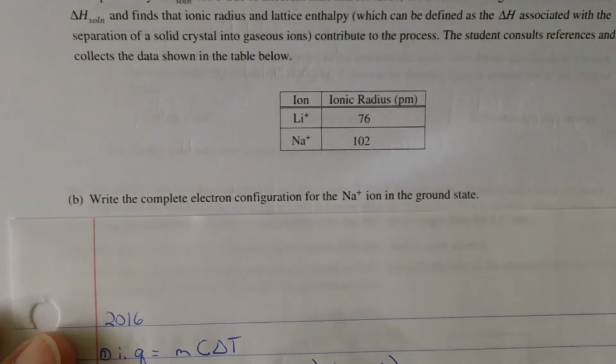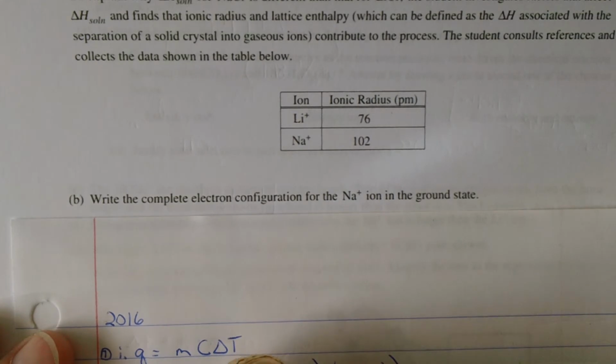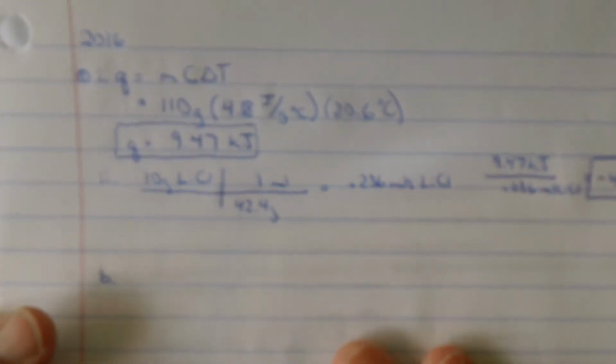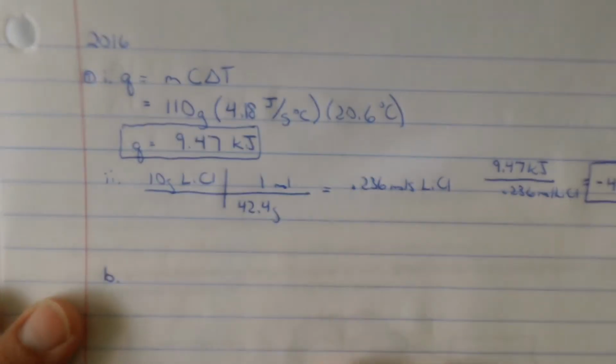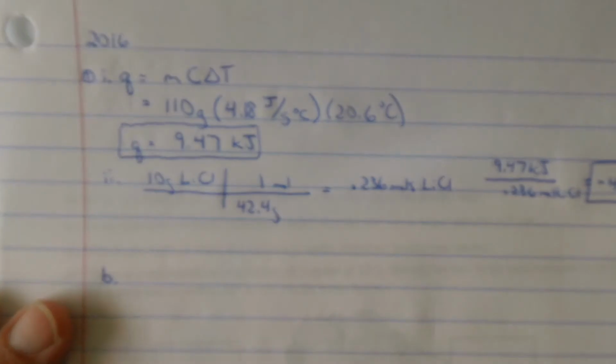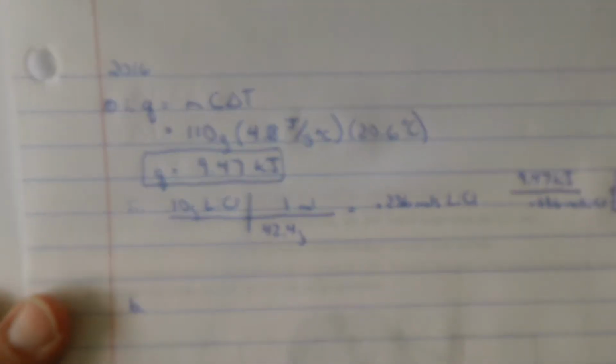And so B says, write the complete electron configuration for the sodium ion using the ground state. You will have an electron configuration to write on the AP exam. I'm almost guaranteeing it. You'll probably have Q equals MCAT. It's shown up several times the last 4 or 5 years. And so B says, write the electron configuration for the ion of sodium, Na+.